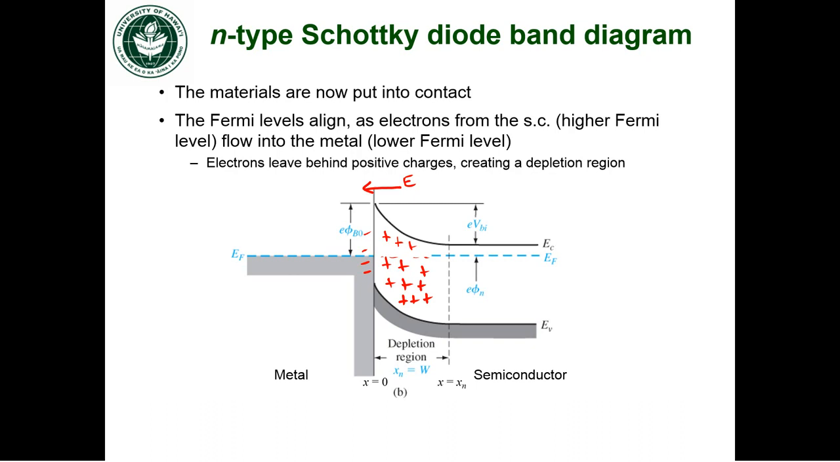Okay, so what are the important things in this structure? If we set x equals 0 to be the metallurgical junction, then the depletion region would be a width w, and it would go out to this point in the semiconductor, x equals x sub n. We have a barrier for electron diffusion from the metal into the semiconductor. That's defined by this phi sub b naught. So this represents a barrier to electron diffusion from the metal to the semiconductor.